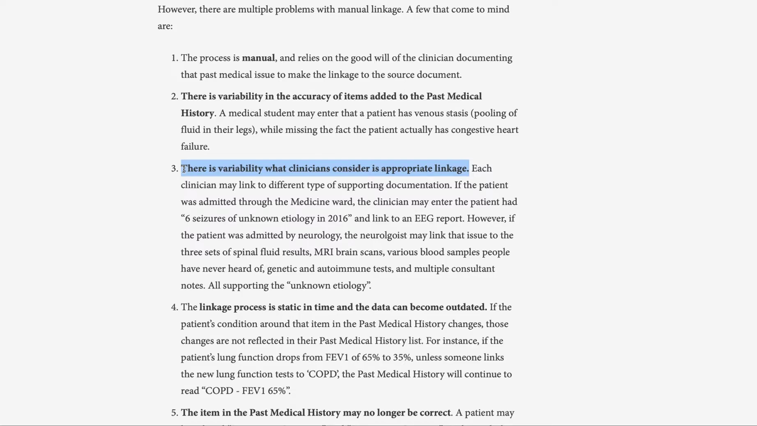But if that patient was actually admitted by the neurology service, they may link the issue of 6 seizures of unknown etiology in 2016 to several sets of spinal fluid, multiple brain scans, various blood samples of tests no one has ever heard of, genetic and autoimmune tests, and multiple consultant notes. And all this they feel is required to support the part of unknown etiology.